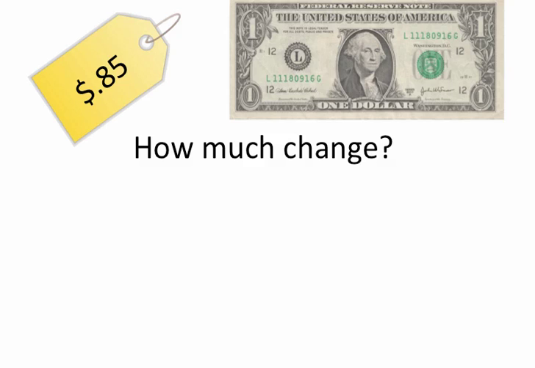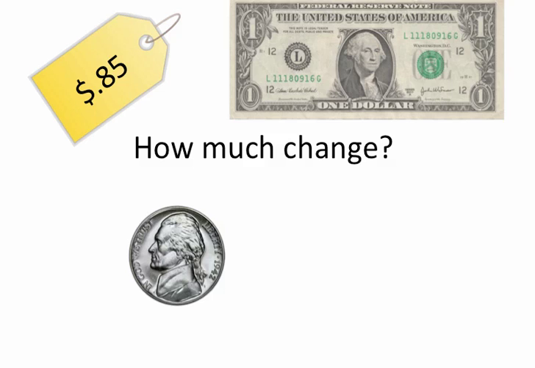I'm going to start counting up. So I have 85 cents and I need to get to $1. So from 85, I add 5 cents, which puts me at 90 cents. From 90 cents, I add a dime, because adding 10 to 90 gives me $1. So if you got a nickel and a dime, you are correct.